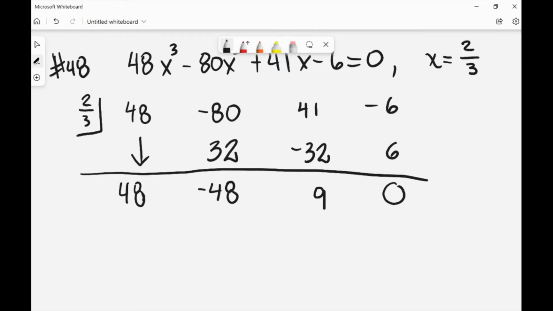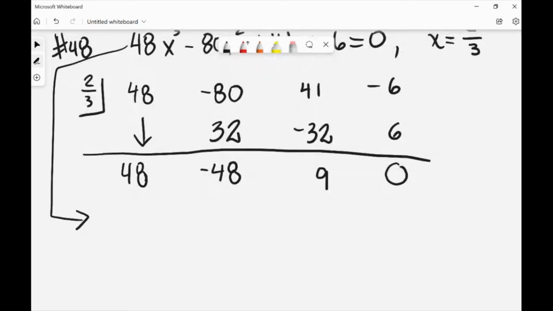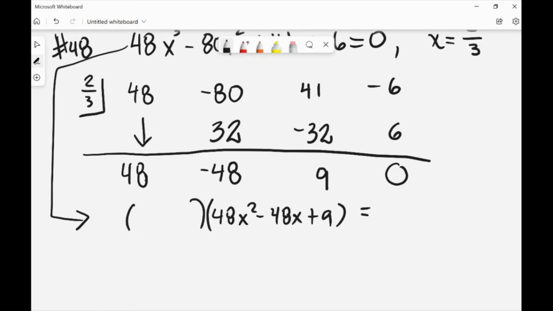Let's see if we can write this out. All right, how do I write the first factor out? 48x squared minus 48x plus 9. I'm going to put something in the front, though. What's the other factor? X minus 2/3. All right. Interesting.